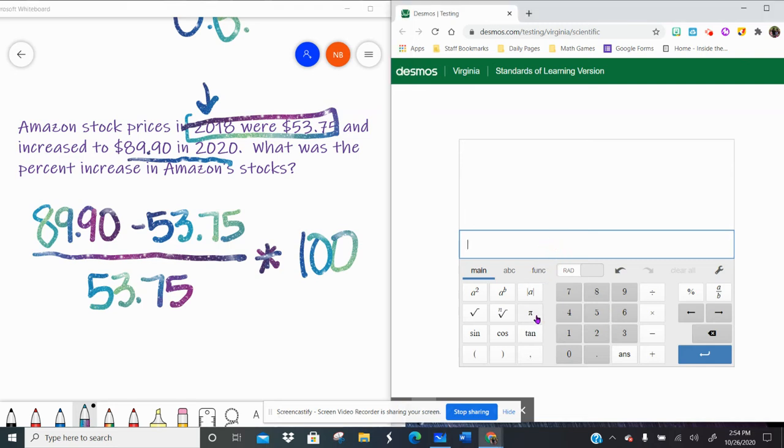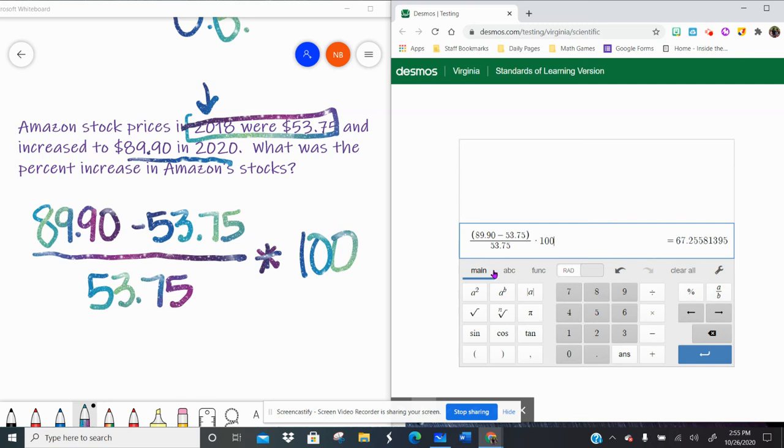So in our calculator, we literally can just type this in, 89.80 minus 53.75. Now, it kind of helps to put that in parentheses. So let's go ahead and do that, because now when I divide it, it takes that whole thing to the top. Divided by 53.75, I'm going to go out of the fraction bar to hit my times 100. And just like that, I have 67 point yada yada yada.